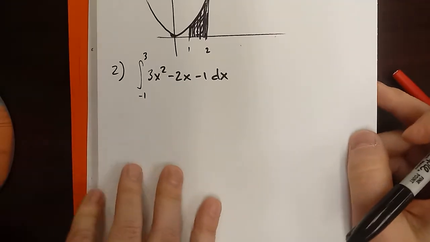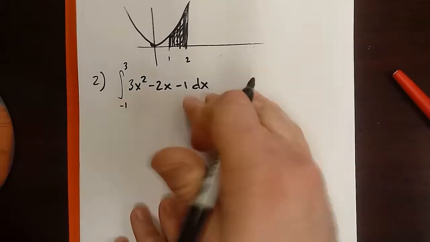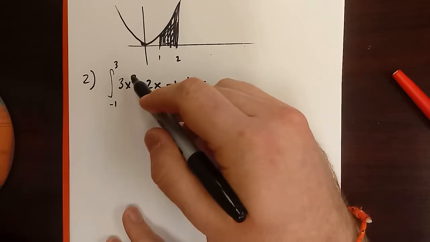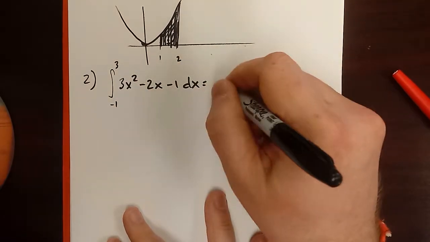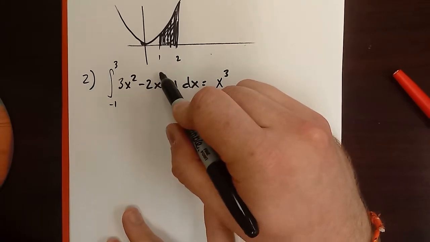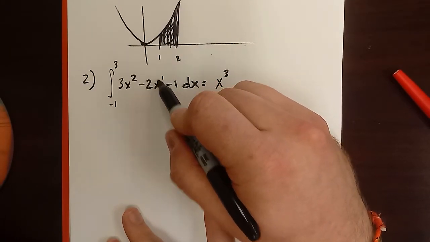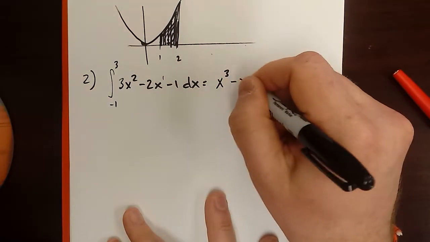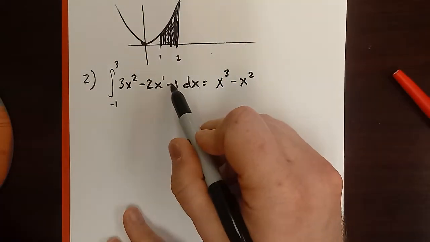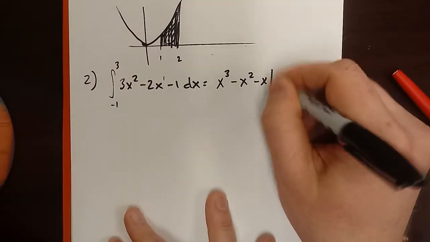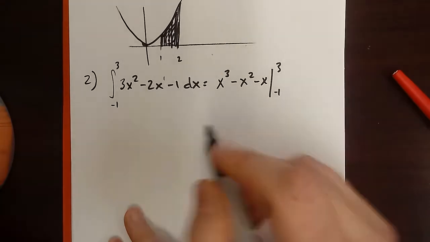Okay. So if we've got this, well, then we're going to take the antiderivative of this, which is just 3x squared. We're going to add 1 to the exponent, divide by the 3. And so the 3's will cancel, and we'll get x cubed. Negative 2x, we're going to add 1 to the exponent. Well, it is 1, so it'll go up to 2, and then divide by the exponent. So it's going to be just minus x squared. And then minus 1. 1 turns into an x. And we'll evaluate that from negative 1 to 3.